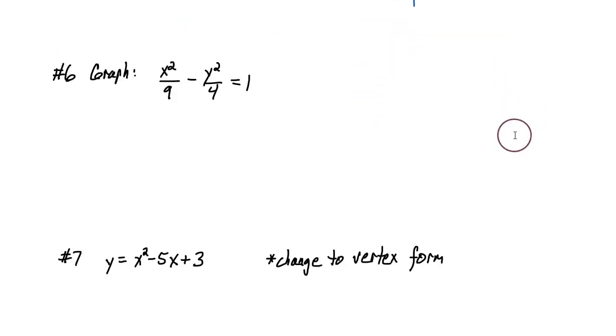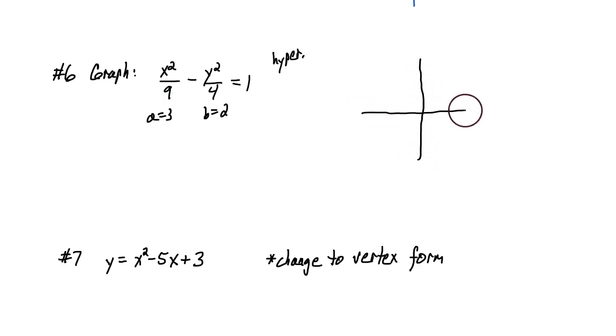Number 6, what shape is this one when it's got the minus sign? This is a hyperbola. It's already in the standard form. It's already got the x squared and the y squared where they're supposed to be. It already got equal to 1. So A equals 3 and B equals 2. Make a grid. On the x-axis, go out 3. On the y-axis, go out 2.